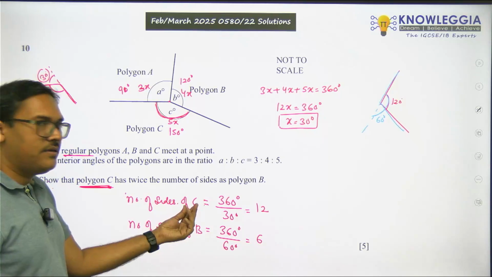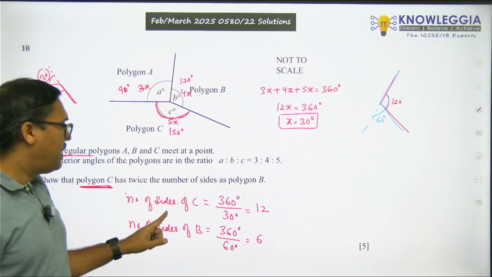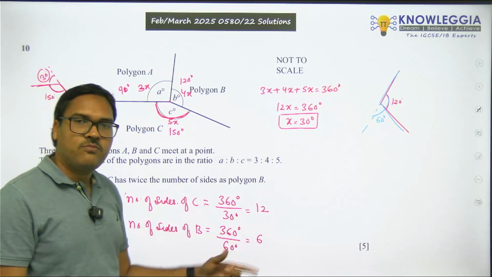So the number of sides in C and the number of sides in B are 12 and 6, and you can clearly see the polygon C has twice the number of sides of polygon B.